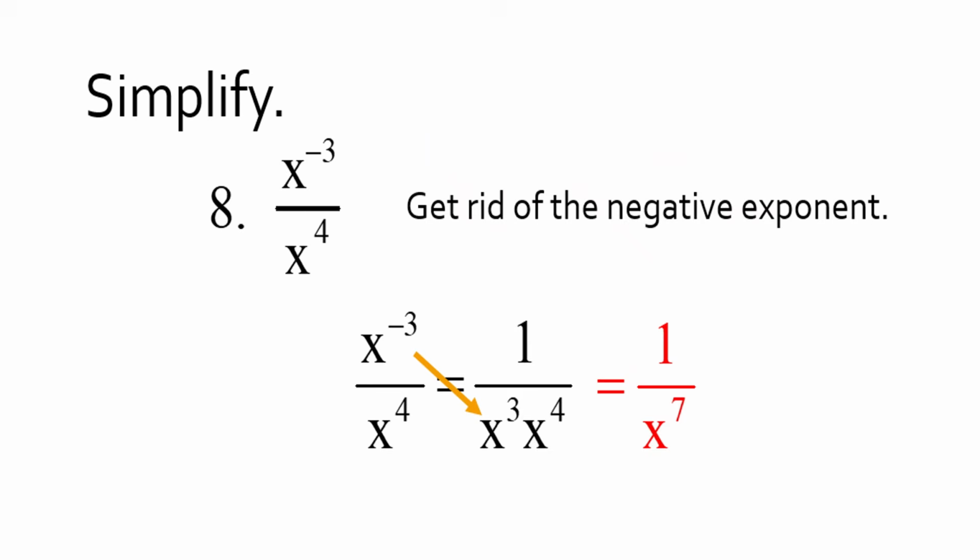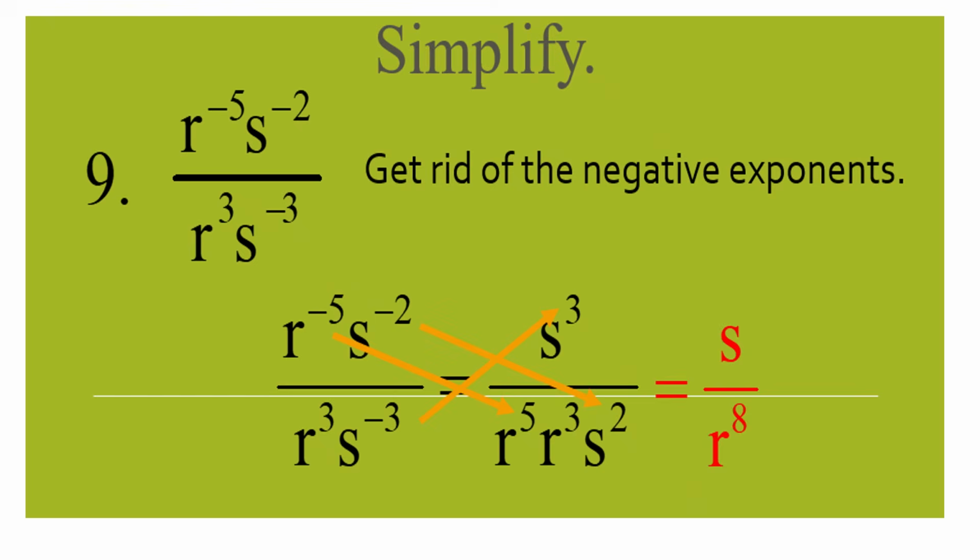Okay, let's have another example. Get rid of the negative exponent. So here we have x to the negative 3 over x to the fourth. All you have to do is bring down the x cubed, with 1 at the top, of course. Then we have x cubed times x to the fourth, which equals 1 over x to the 7. Easy, okay.